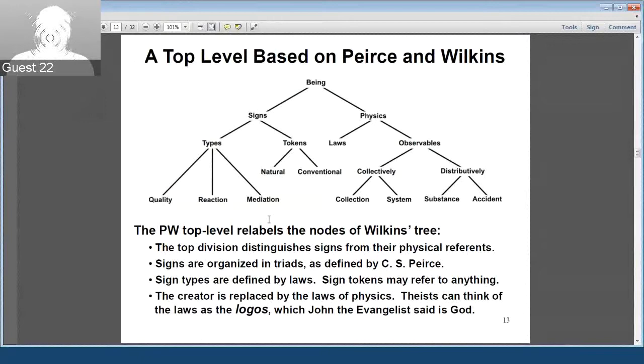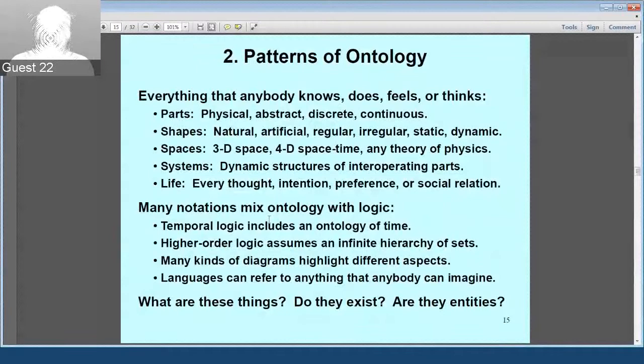There's a lot more that can be said, but this is just the basic points I'd make. And then there's patterns of ontology. Now, we started a little bit late, and I think the half hour is getting close to being finished, and I want to give Barry a chance. So let me just quickly mention that by patterns of ontology I mean everything that anybody knows, does, feels, or thinks, and that includes parts, shapes, faces, systems, and most importantly, life.